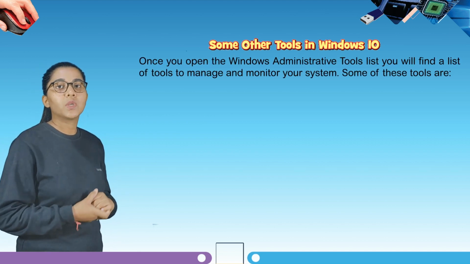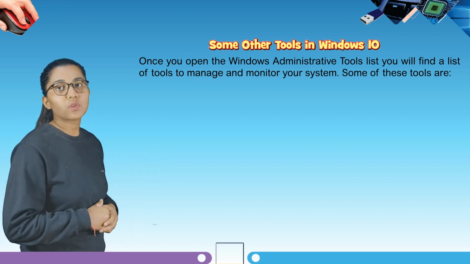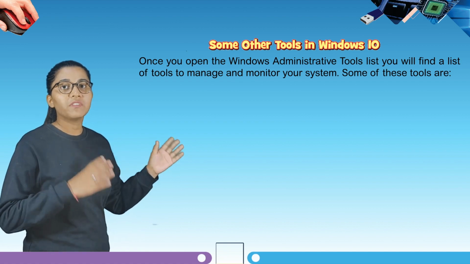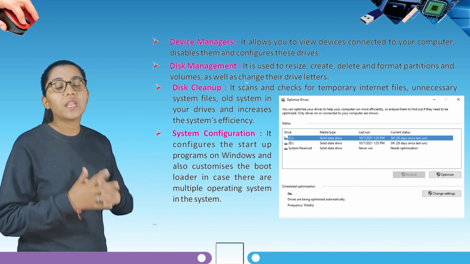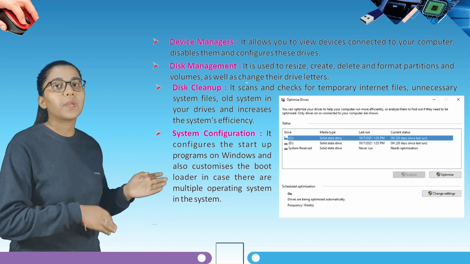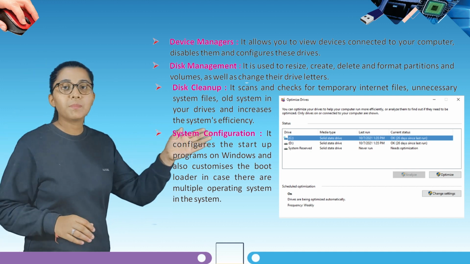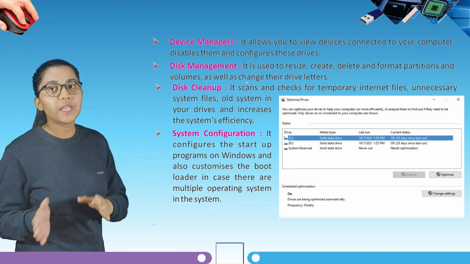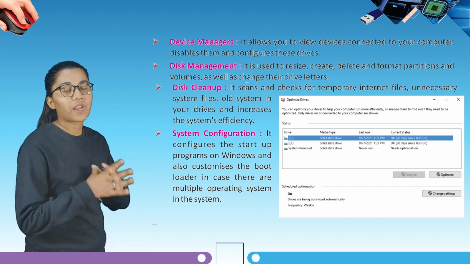Once you open the Windows Administrative Tools list, you will find a lot of tools to manage and monitor your system. Some of these tools are, first we have Device Manager. It allows you to view devices connected to your computer, disable them and configure these drivers. Next we have Disk Management. It is used to resize, create, delete and format partitions and volumes, as well as change the drive letters.